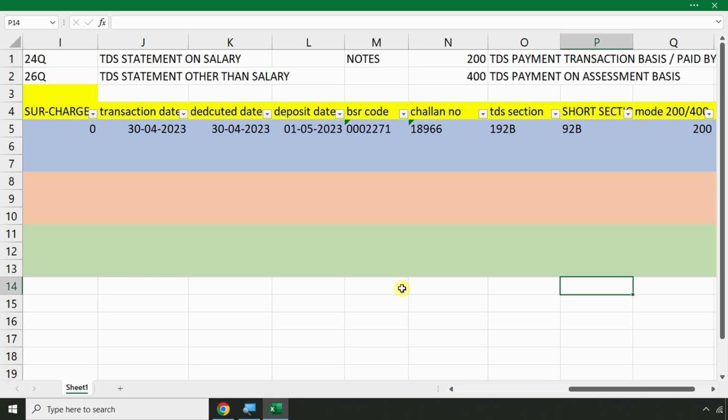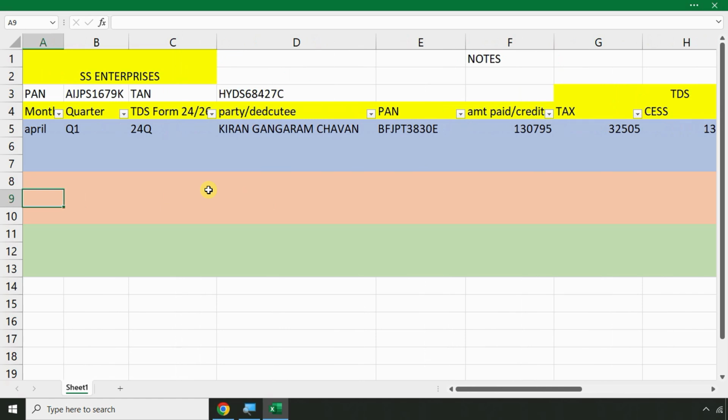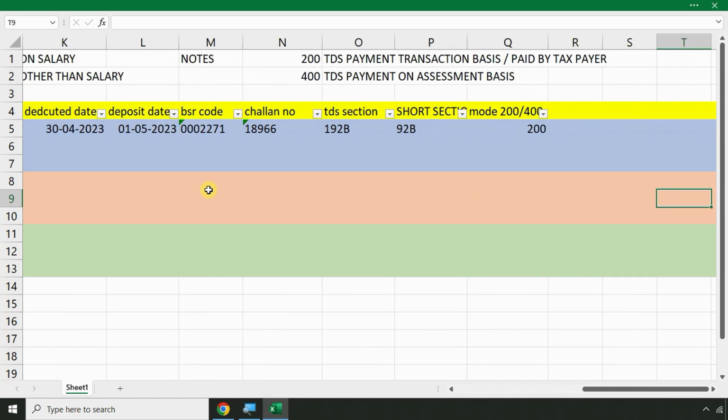Okay. I showed you for one employee. You should do it like this for every employee: calculate together, deposit together, note down the same challan numbers for all employees. Okay. This is the class. Tomorrow we'll show again how to dump this Excel data to 24Q. I hope it's clear. Right? Go. See you tomorrow.